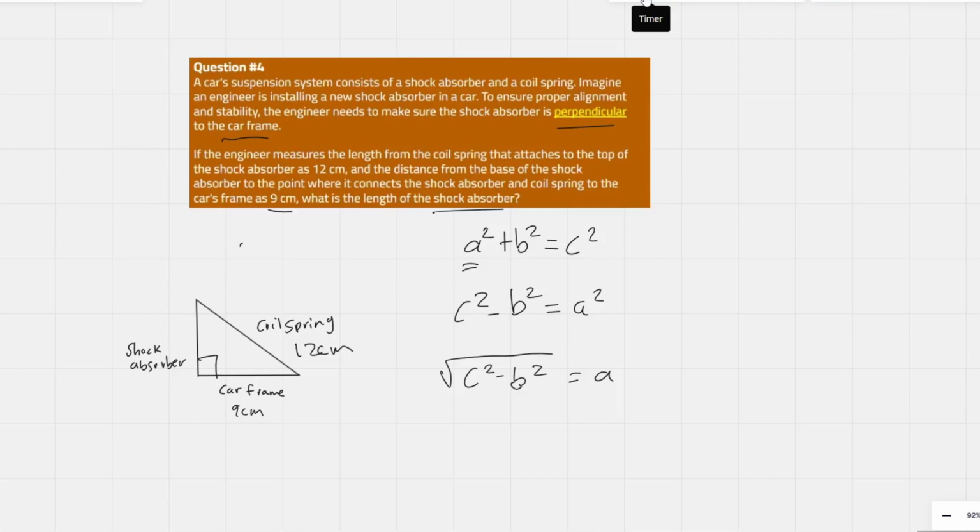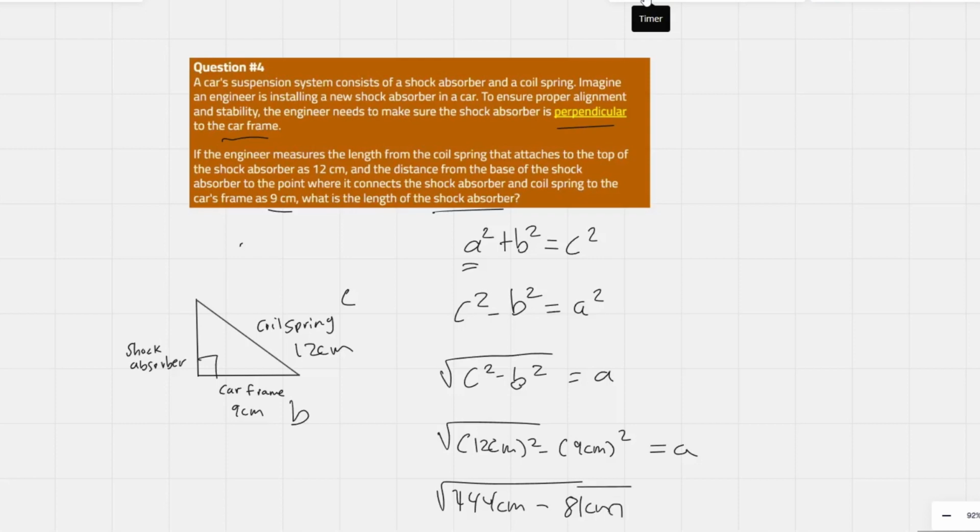Alright, so let's plug all my values in. So the square root of C squared, in this case, it's my hypotenuse, so this is my value of C, and this is my value of B. So C squared, so 12 centimeters squared, subtract B squared, which is 9 centimeters squared, is equal to my A value. So I can figure this out: the square root of 144, because 12 times 12 is 144, subtract 81, because 9 times 9 is 81, will give me my value of A.